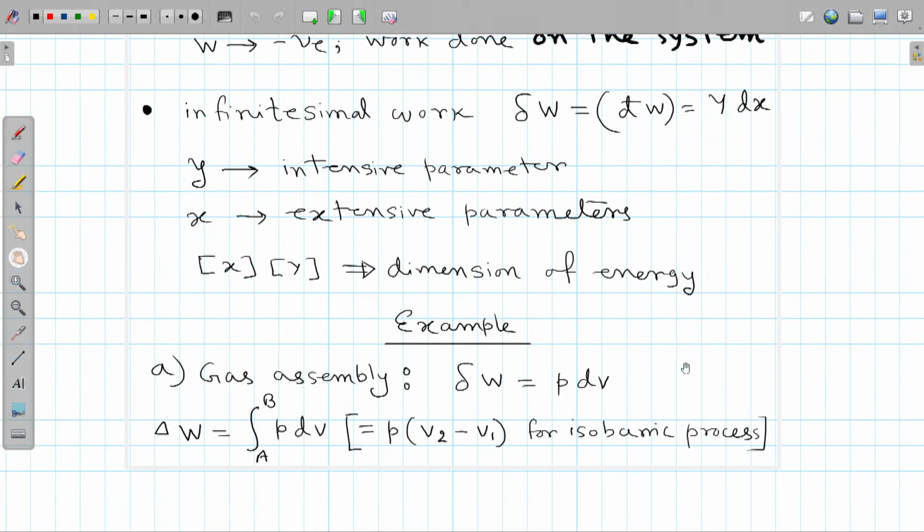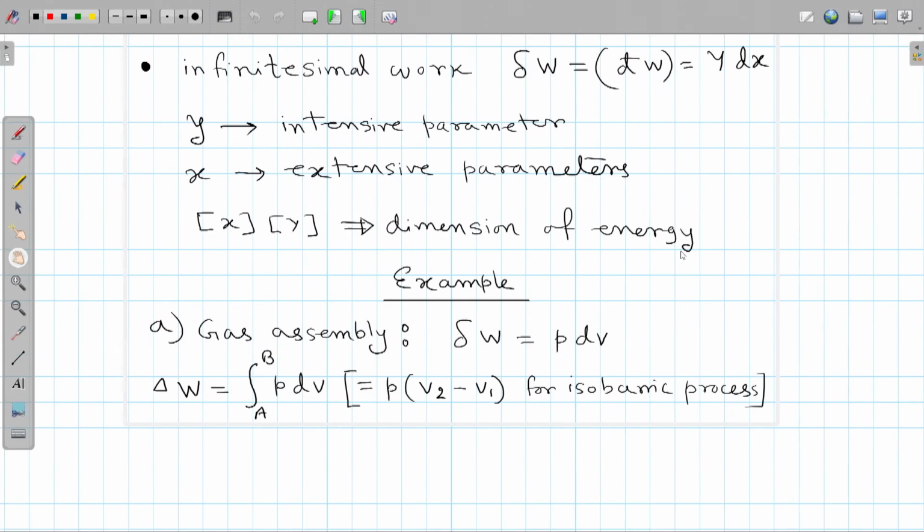Gas assembly, our standard example, we have dW is equal to PdV. The product PV has the dimension of energy. P in this case is the intensive variable, because it does not change with system mass. We have discussed it already in the last class. V is the extensive variable, which is volume. If we reduce the total mass of the system, keeping all other parameters same, the volume will also decrease. So, we have a combination PdV, which is representative of the work done, right.